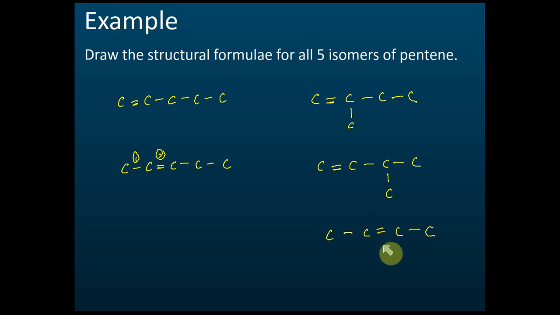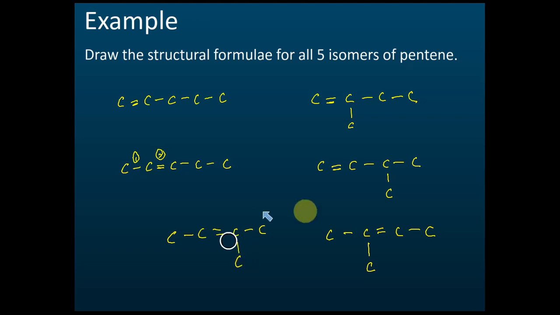How about putting the double bond here? Yes, this one is the first. The double bond is the first bond. This one, the double bond is the second bond, right? After that, let's put the branch. Okay. So this is another one. Then let's try one more. The double bond is here, right? How about this one? So this one, we put the carbon attached to the second one. This one, we put it attached to the third one.